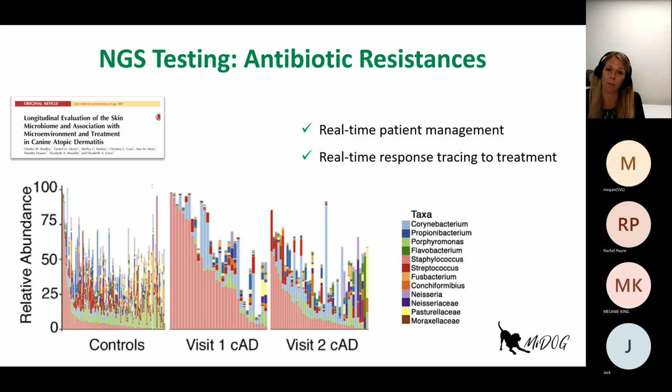So it offers you real-time patient management, and it offers real-time response to an antibiotic treatment. So even if the dog is already on antibiotics, you can see, is the microbiome resistant to it? What other pathogens might be coming up that I might not want to, but have to worry about later on.